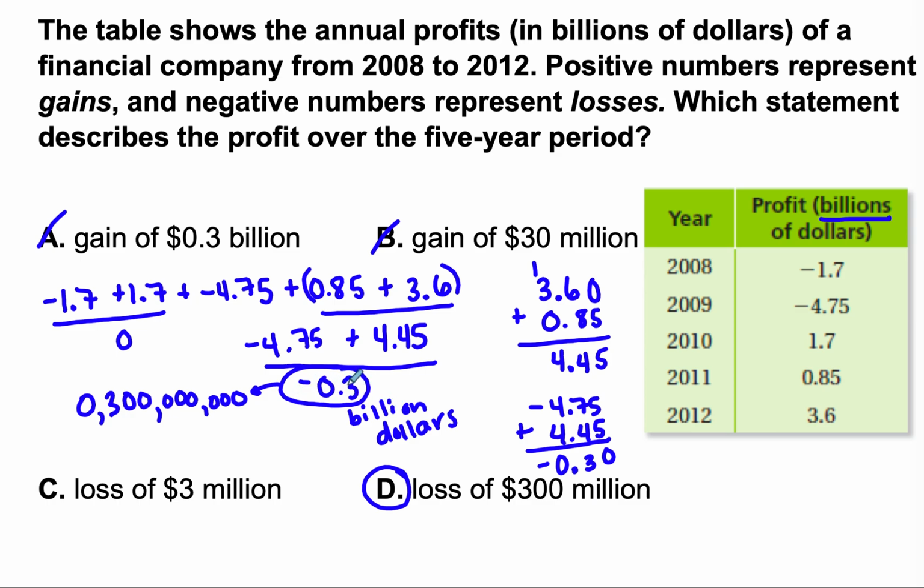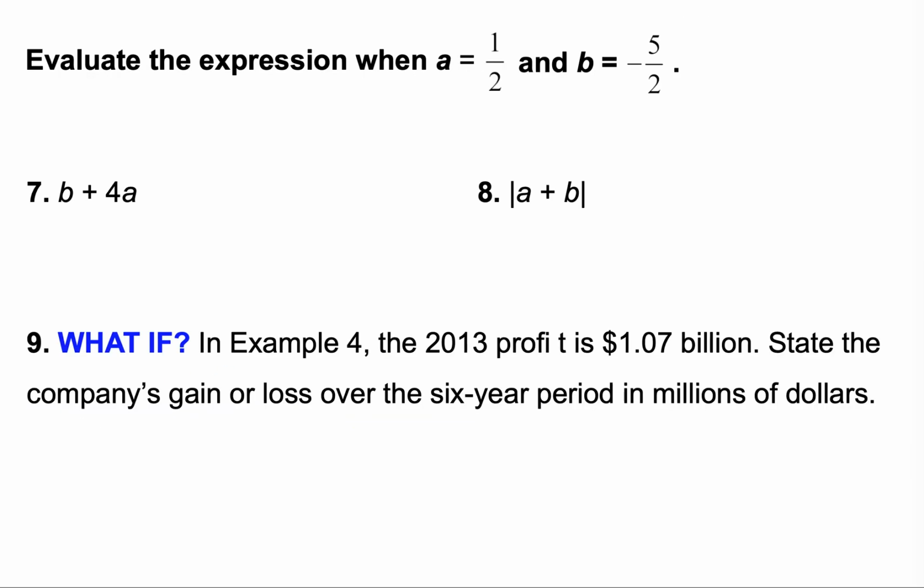I'm not concerned with you being able to convert from a label in billions to a label in millions, but that is how you do it. You should, however, be very comfortable adding a list of numbers with decimals that are both positive and negative. All right, so go ahead and pause the video again and try these last 3 problems. Okay, let's check our answers.